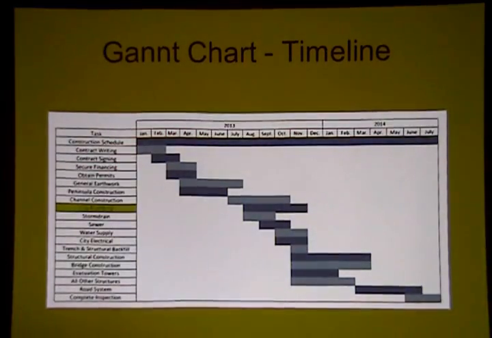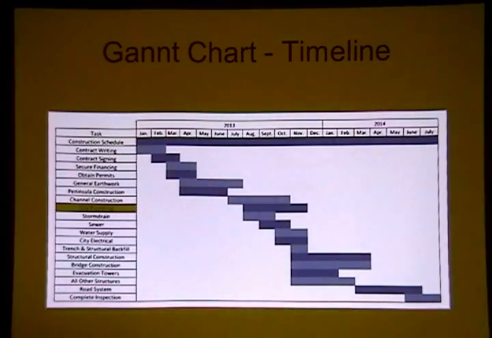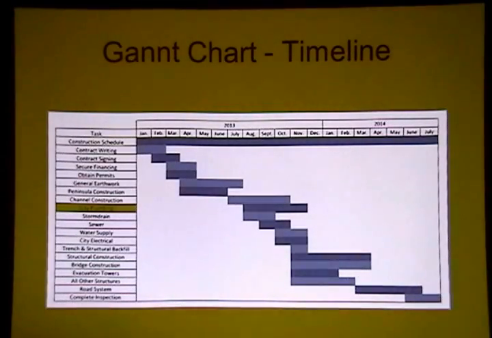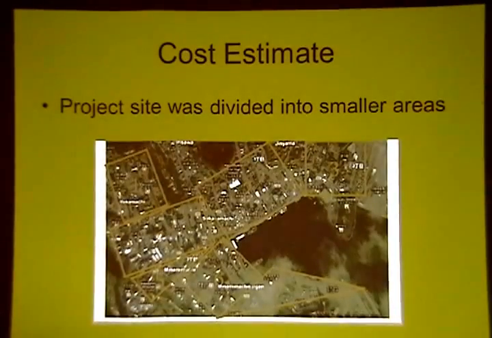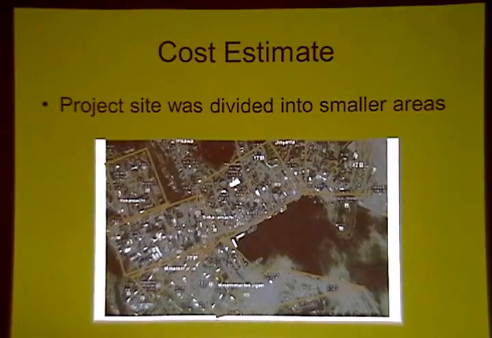The Gantt chart shown here shows the breakdown of the entire construction process, which will start at the beginning of 2013 and finish by July of 2014. In order to estimate the cost of this project, the site was broken apart as shown.